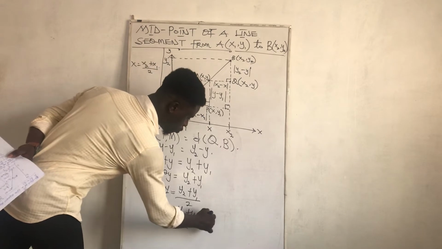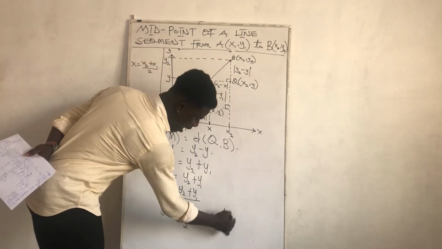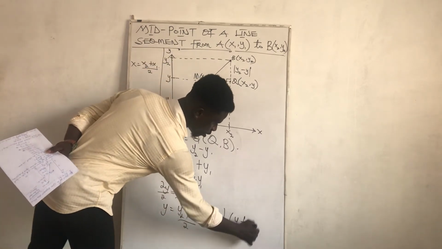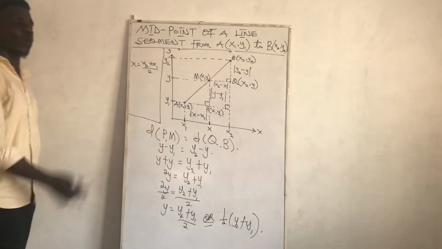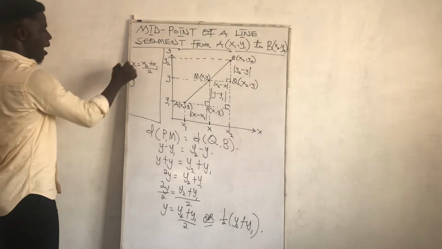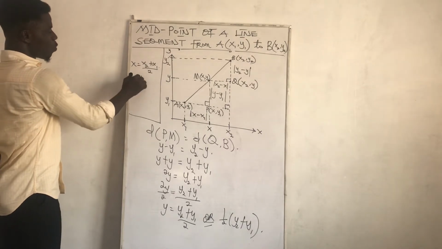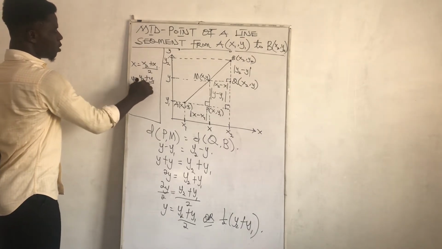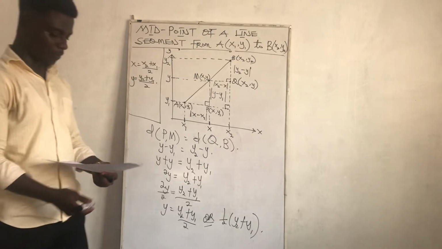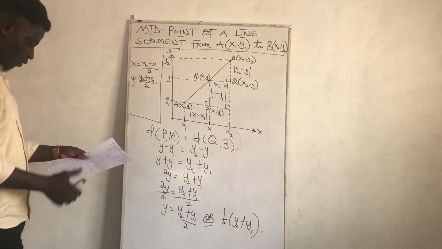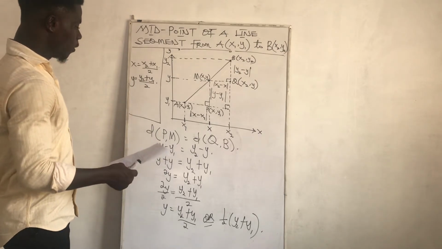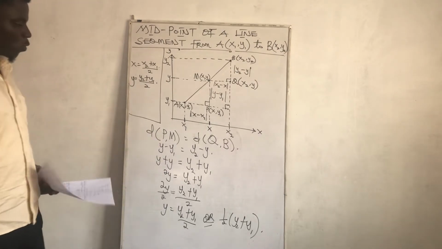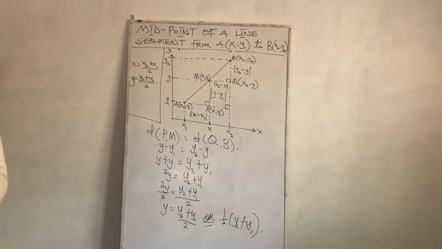So this one too, you can write it as half y2 plus y1. It's the same thing. You can also write it as half y1 plus y2. It's the same thing. So y must be equal to y2 plus y1 all on 2. Very, very simple. So that's it. So kindly watch it very carefully.